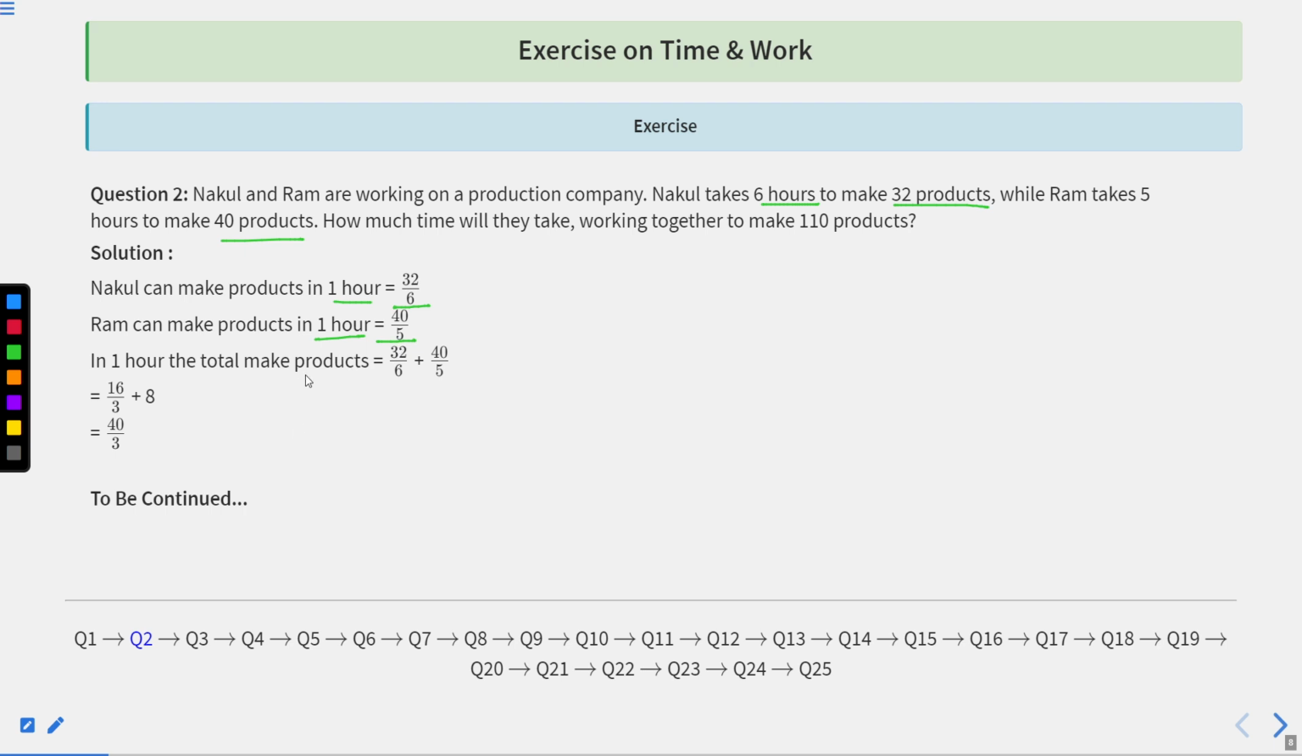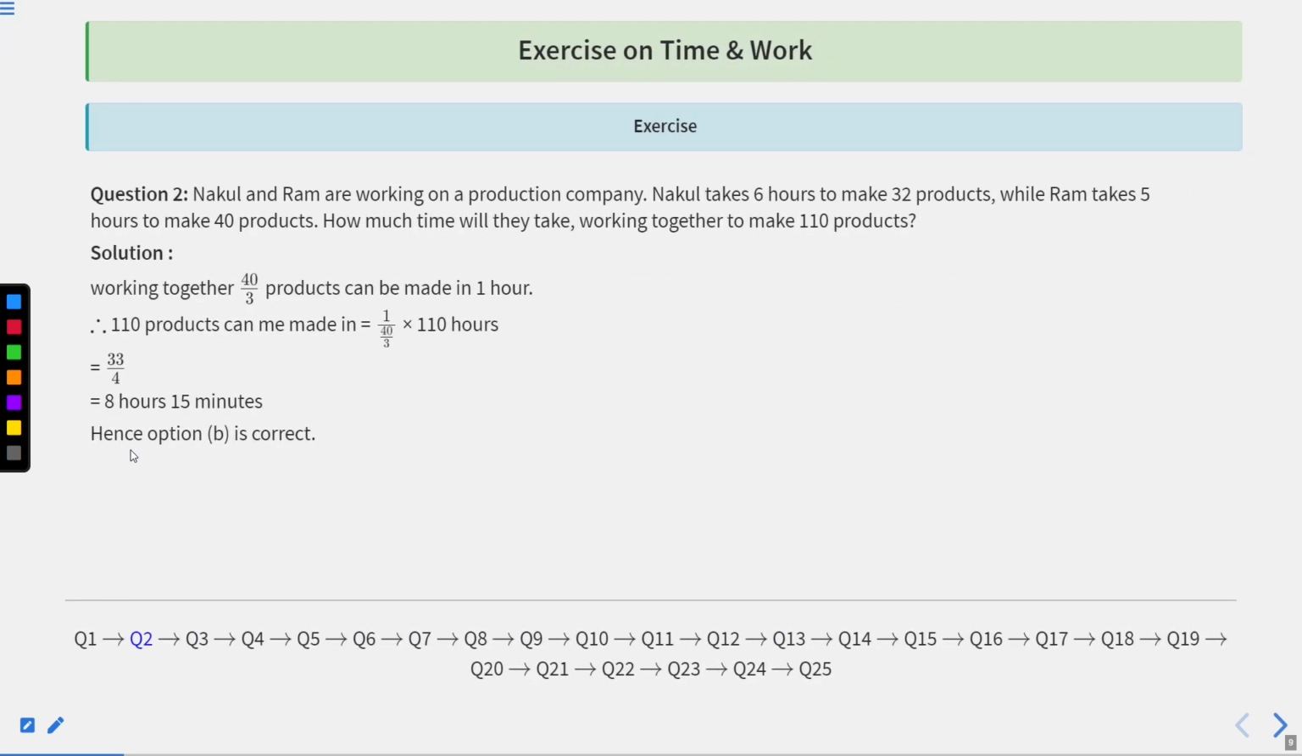So in 1 hour, the total products that can be made is 32 upon 6 plus 40 upon 5. That is equal to 40 upon 3. Therefore, working together, 40 upon 3 products can be made in 1 hour. Therefore, 110 products can be made in 1 upon 40 upon 3 into 110 hours. That is equal to 8 hours 15 minutes. So the correct answer here will be option B.